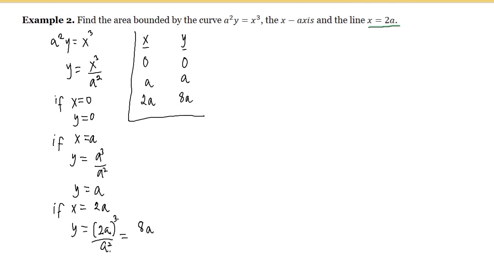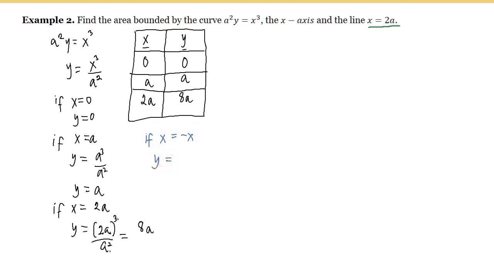So with this, from this table, we can now sketch our graph. And as you can see here, if our x is substituted by negative x, i-investigate natin yung symmetry natin. So if our x will be negative of x, then we have here y is equal to negative x cubed over a square. So we can say that there is no symmetry with respect to the y-axis.